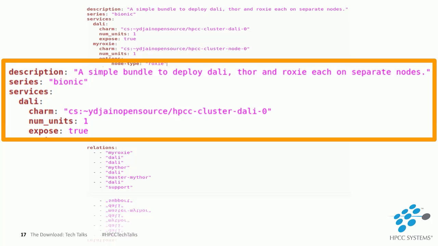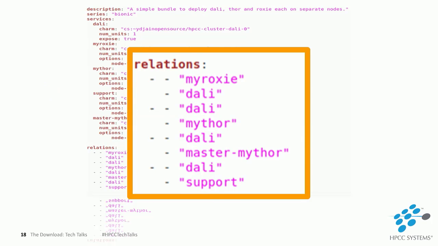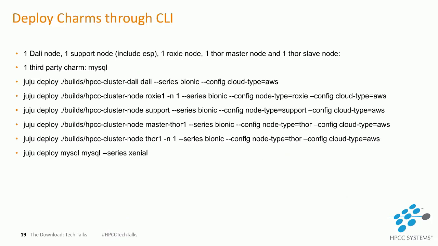As you can see, it is quite similar to the earlier one. The only difference here is we add relations. So relations would be something like, I have deployed these many charms, now I need to connect them. Basically Thor should know the IP of the DALI node, DALI should know the IP of the Roxy node and stuff like that. So we have relations between Thor, DALI, DALI support and stuff like that.